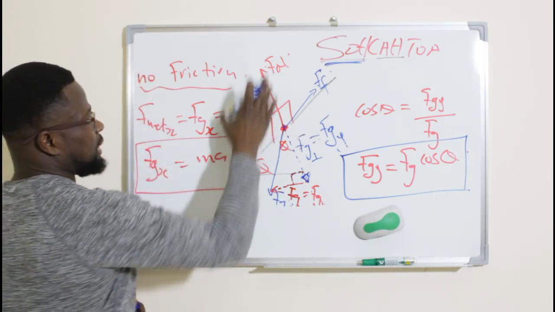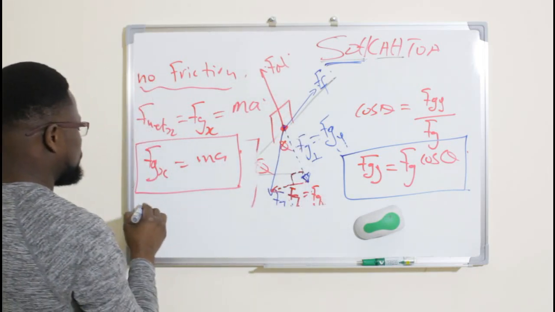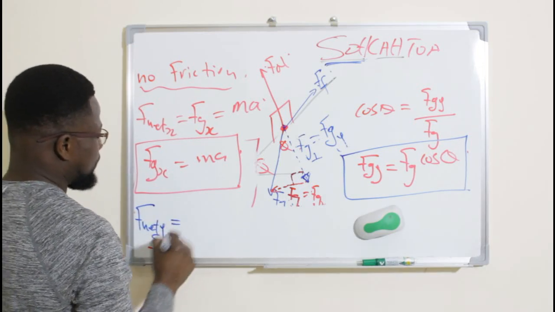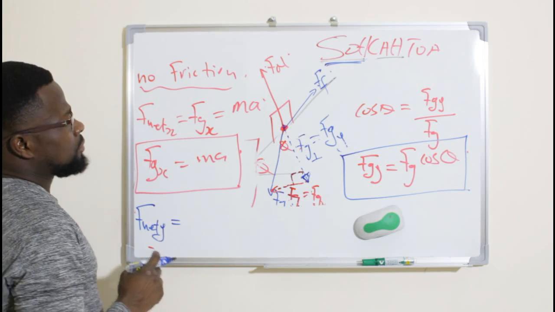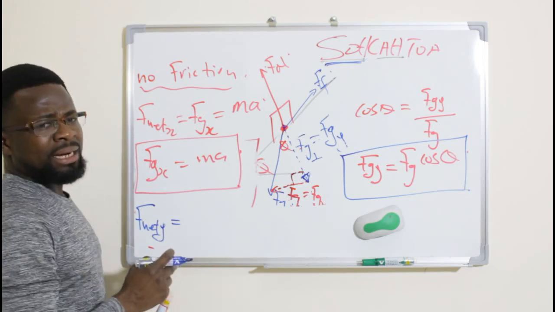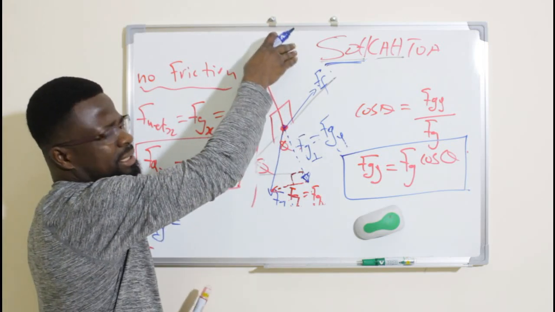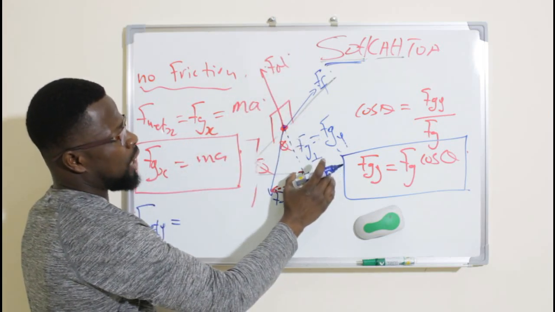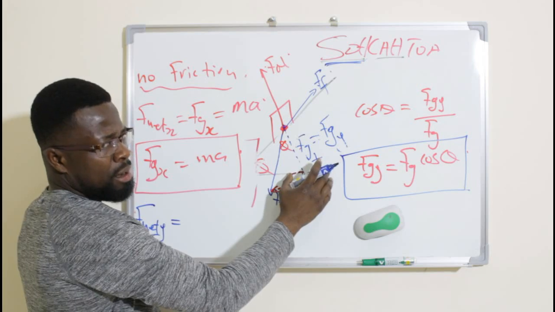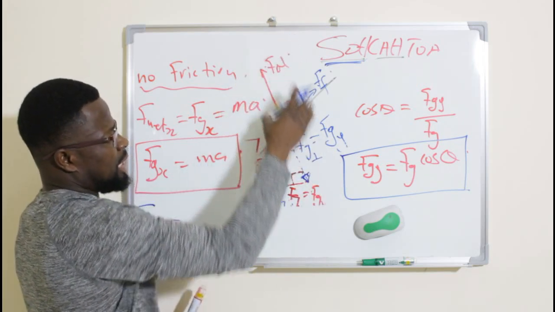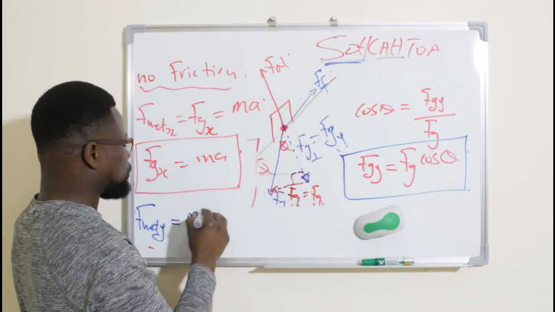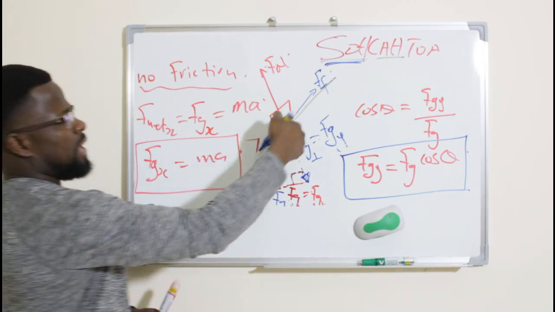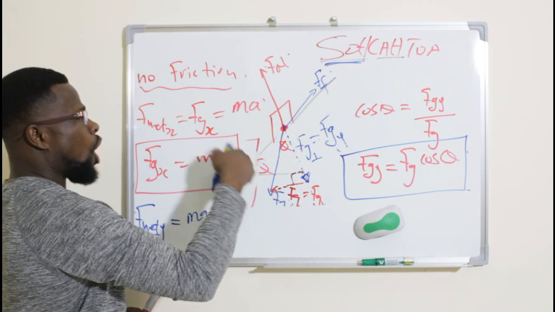Equally, I can find the net force in the y direction when there is no friction. The net force in the y direction is going to be the forces that are in the y direction. There is the normal force, and there is the perpendicular component of the weight. If there is this and this, that must be equal to ma.